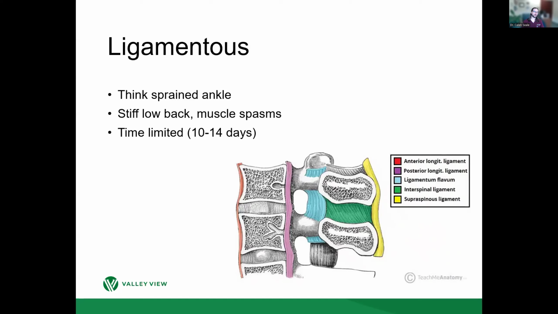So you would have some stiff low back, some muscle spasms, that you might get some muscle relaxers for, take some NSAIDs. It would typically improve by itself, usually about 10 to 14 days. And you don't necessarily need any kind of interventions as long as all the ligaments are intact.